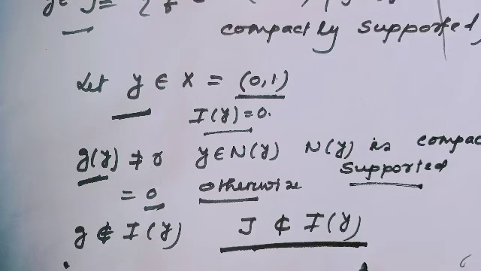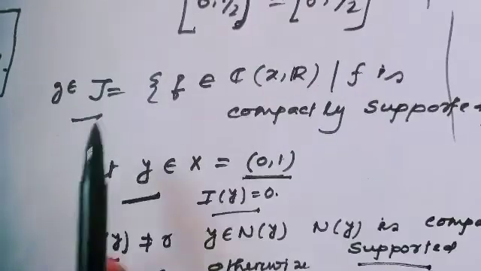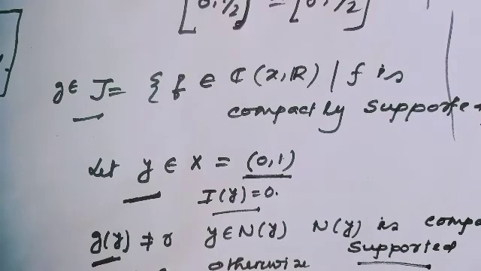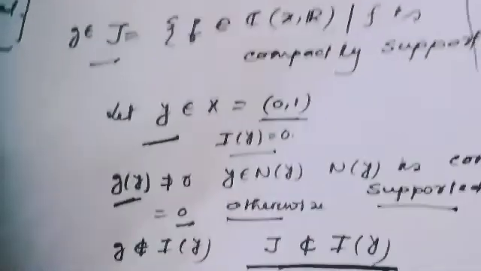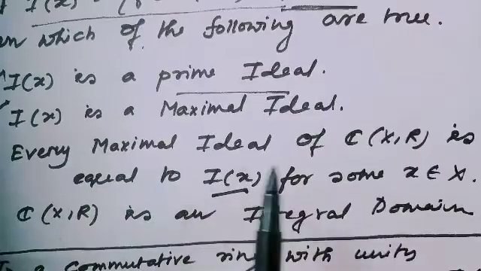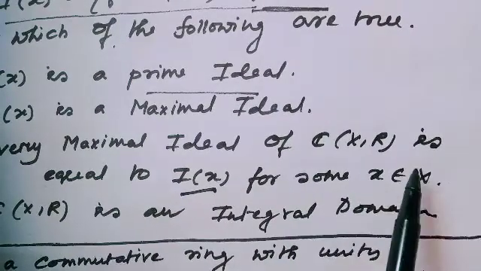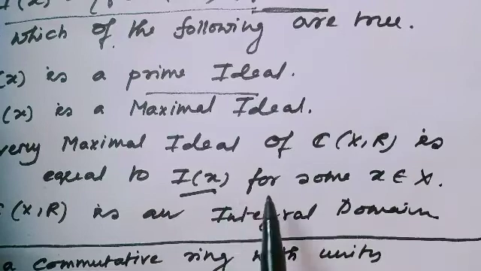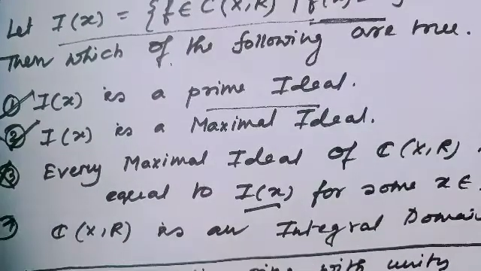That means the set J is a maximal ideal because there is no bigger ideal. So the statement that every maximal ideal of C(X, R) is equal to I_x for some x belonging to X is the wrong option.